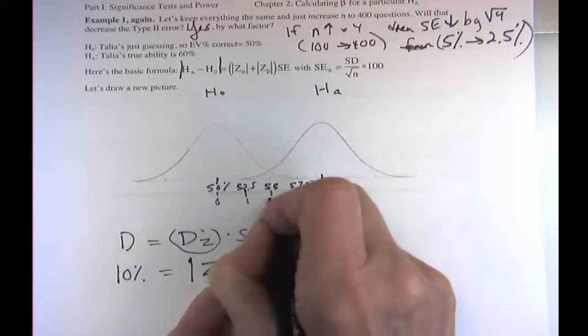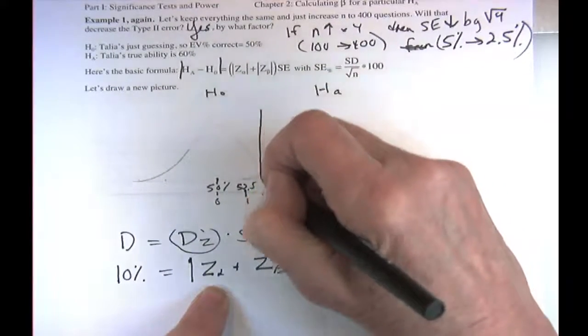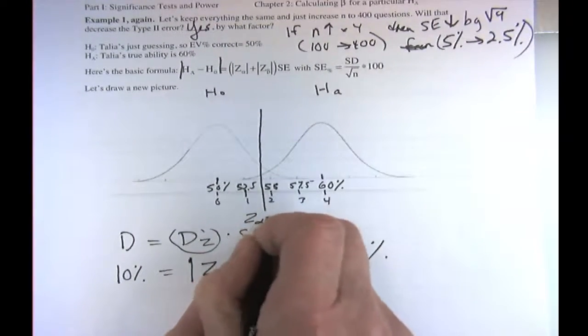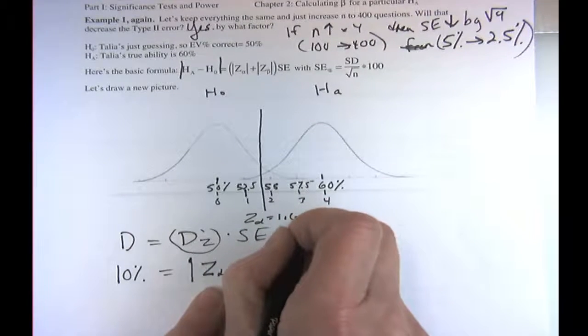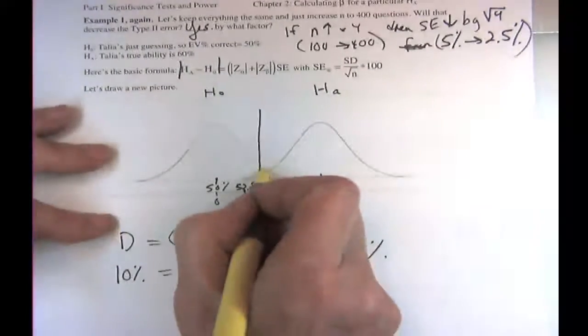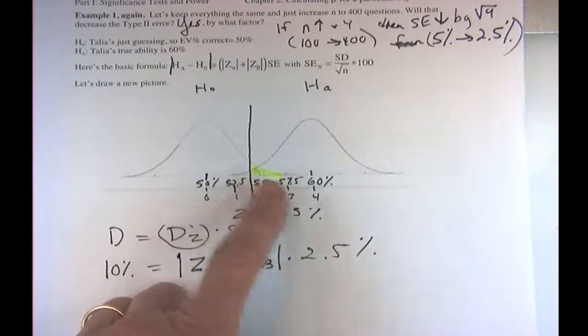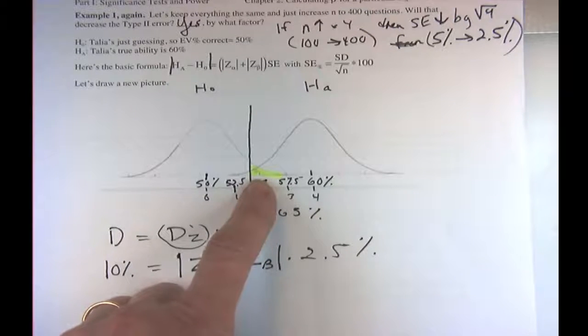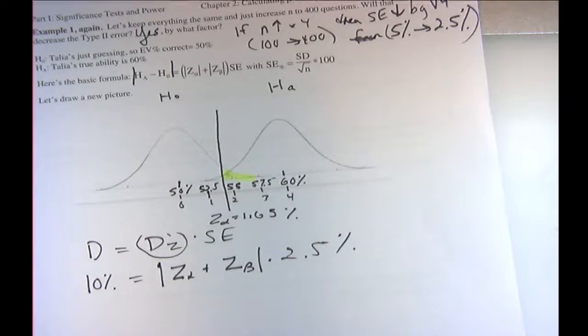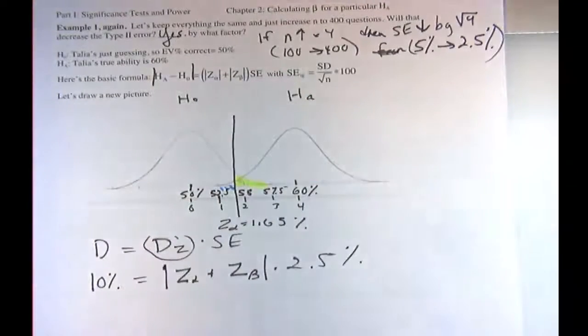So here's 1, 2, 3, 4. So let's draw in 1.65. This is z alpha equal to 1.65. So this is still at 5%. We're keeping that the same. We're going to have a much smaller type 2 error. So we're keeping everything the same. So our probability is still right here, 5%. And now we want to calculate this tiny little probability. Okay, so let's do that.